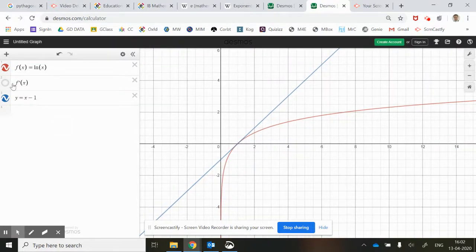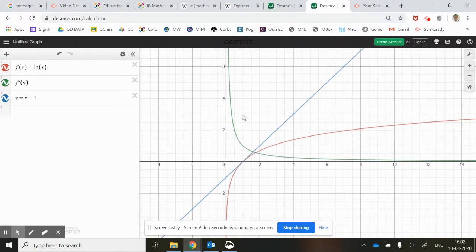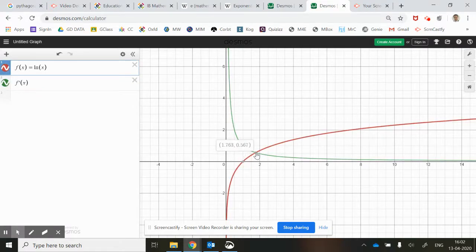Okay, so if we actually show the graph of f dash of x, there's the graph. So we knew it was going to be steep, the gradient at the start. Let's get rid of the blue line now. It's going to have a gradient of 1 at this point here on the red line. And there's a particular point where it meets. And it tends towards 0, this gradient.